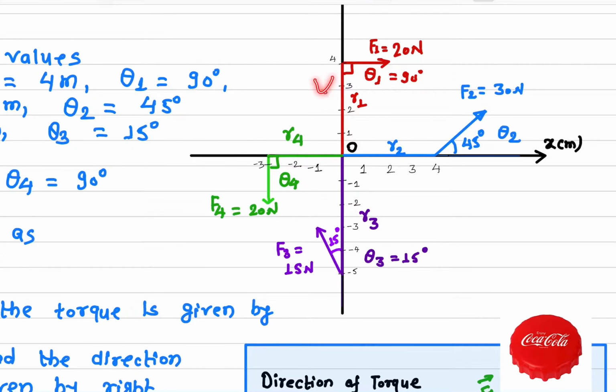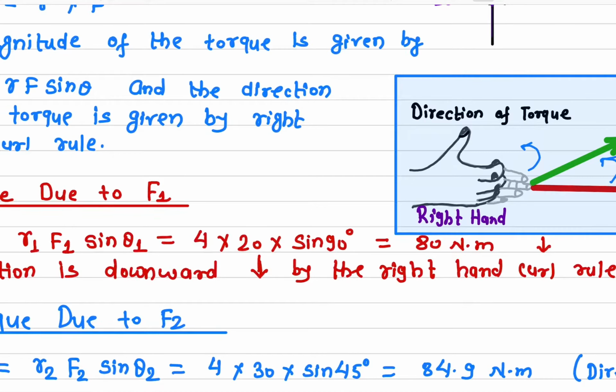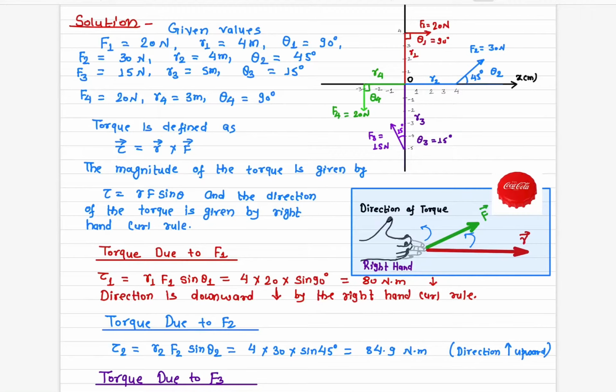Let's start with F1. This is the force and this is the position vector. The angle between them is 90 degrees. So the magnitude of the torque is given by R1 F1 sine theta 1. R1, as we already discussed, is 4. Force is 20 Newton. Sine 90 degrees is 1. So if we multiply it together, it will be 80 Newton meter. That's the magnitude.